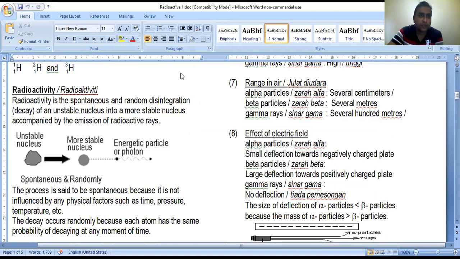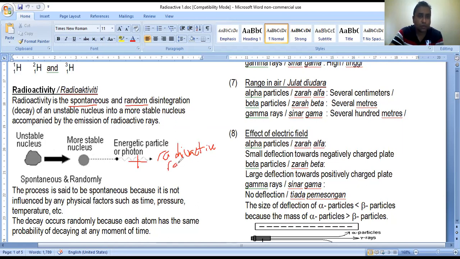Radioactivity is defined as spontaneous and random decay or disintegration of an unstable nucleus into a more stable nucleus, accompanied by emission of radioactive ray. So basically the unstable nucleus will decay to become more stable, and then it will emit radioactive ray, or radioactive radiation.